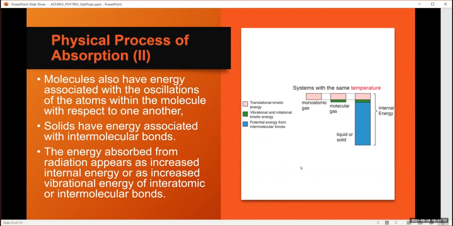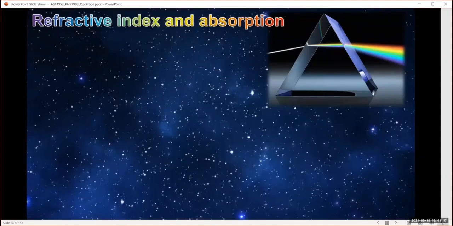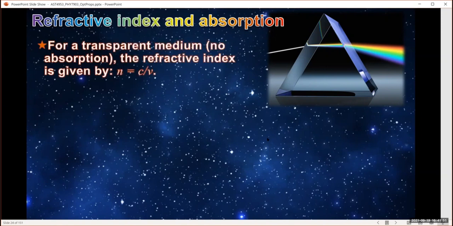And this is actually one of the reasons that dust is so impactful in the environments that we find it in, especially in space, because it has such a big impact on energy flow. Video is on various definitions. Let's get into refractive index and absorption.